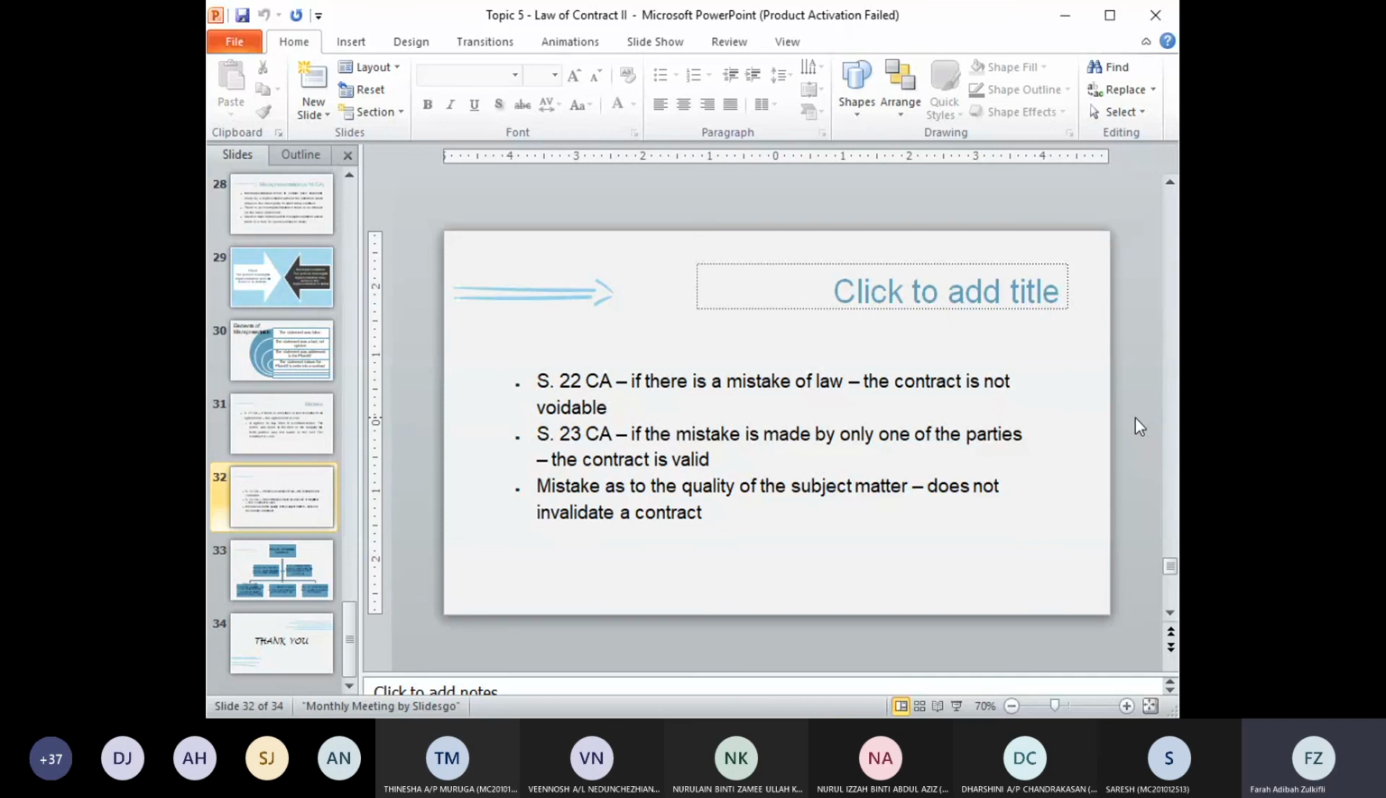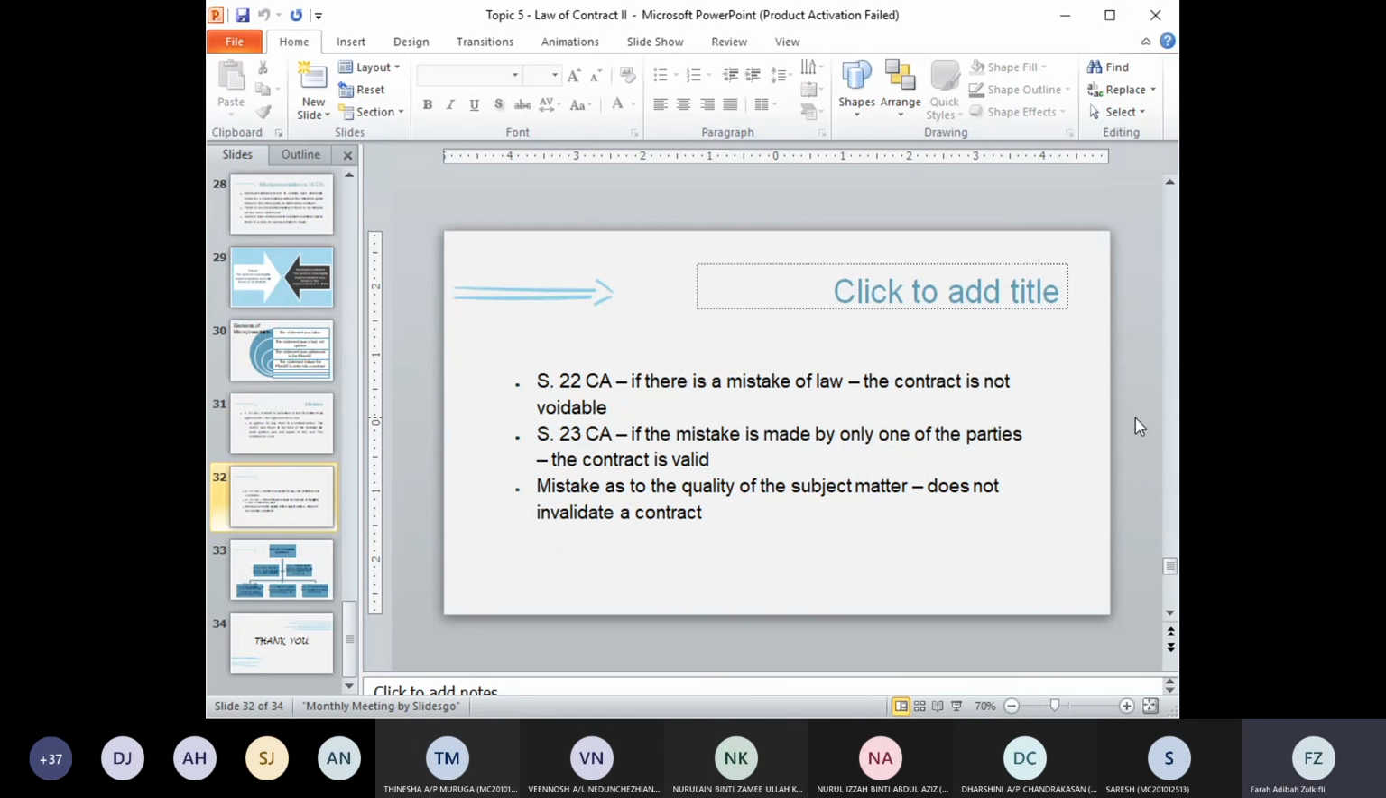But if there is a mistake of law, if both parties are mistaken on the law, the contract is not voidable, because ignorance of the law is not an excuse. Both parties are presumed to know the law. So even if they are mistaken on the law, the contract is not voidable. They still have to perform their contract. And if only one of the parties is mistaken about the contract, and the other party is not mistaken, the contract is still valid.